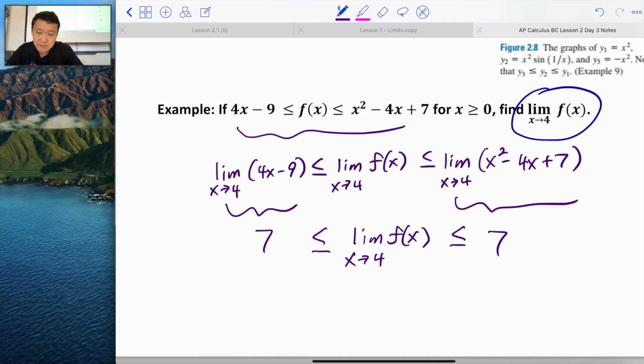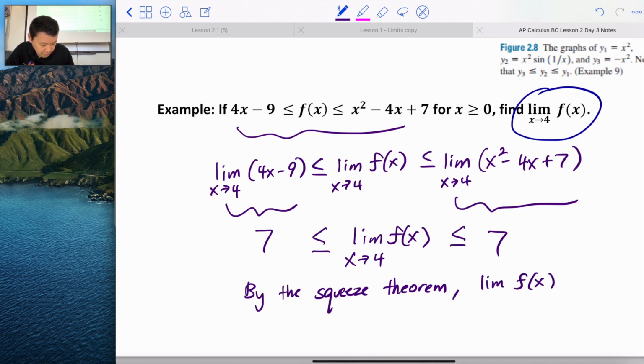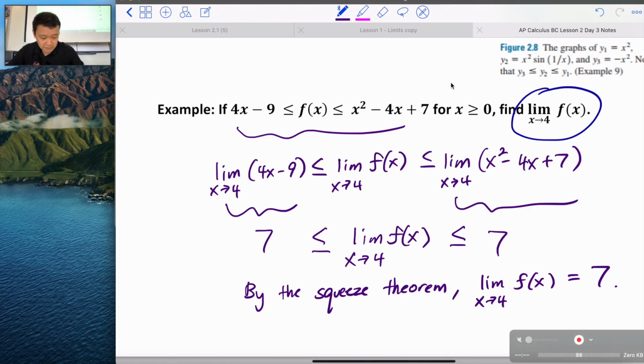So now here you could formalize this by saying that by the squeeze theorem, and by prior steps right here, the limit of f of x as x approaches 4 must be 7. Okay, that's it. So that right there is the application of the squeeze theorem.